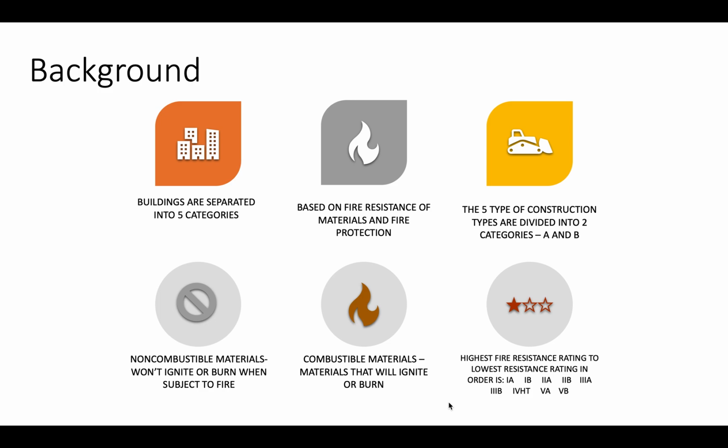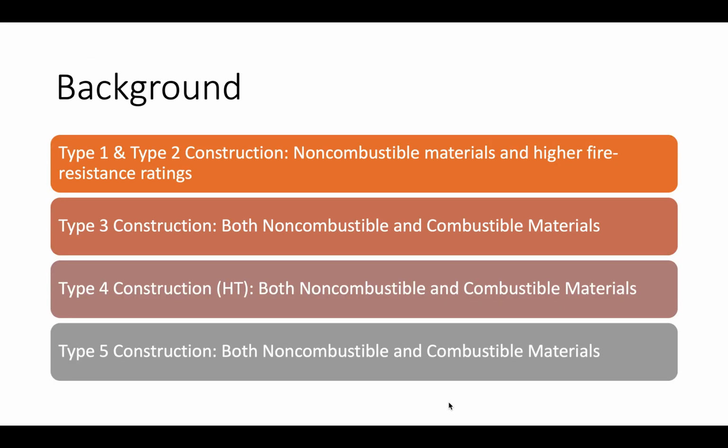So when you divide the different types of construction in terms of fire resistance, non-combustible and combustible materials play a key role in this. Non-combustible materials are defined as materials that won't ignite or burn when subjected to fire, and combustible materials do the exact opposite, whereas when they are subjected to fire, they can ignite and burn.